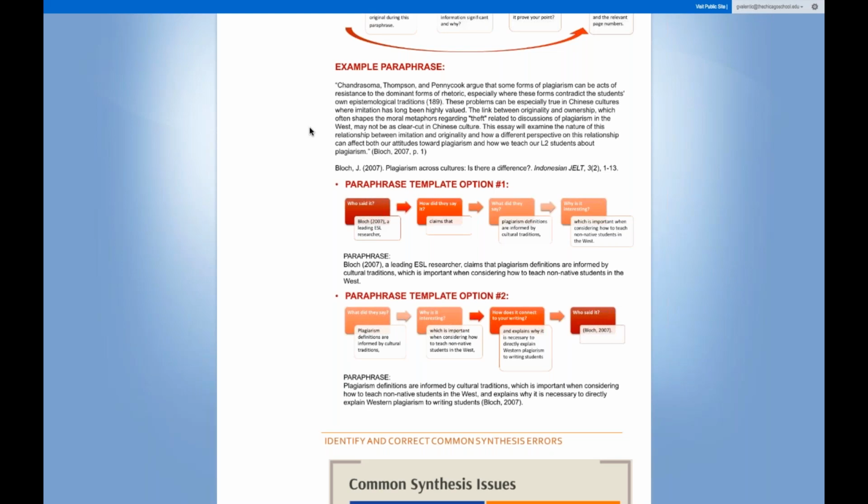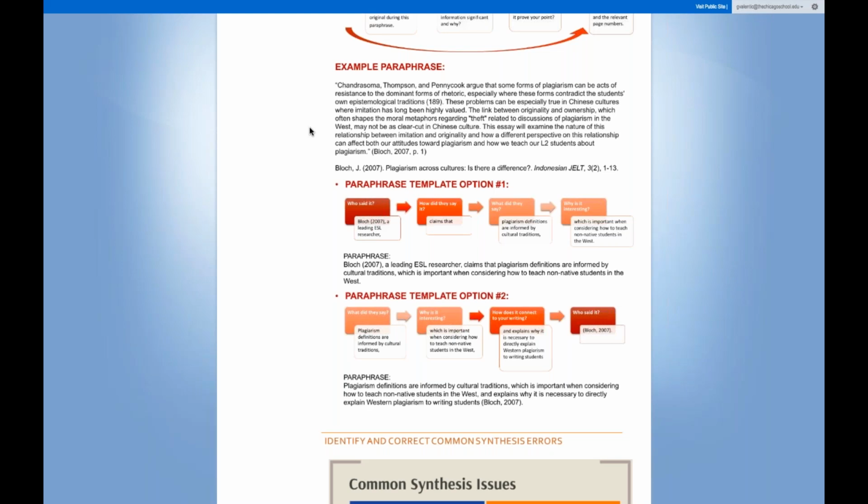Here, in paraphrase option 2, plagiarism definitions are informed by cultural traditions, which is important when considering how to teach non-native students in the West, and explains why it is necessary to directly explain Western plagiarism to writing students, ending with my parenthetical citation. So here I've given even more of my own ideas, using the author's idea as a start, as a point of validity to explain why my opinion matters, and focusing on how the source proves my overall argument, that it's necessary to directly explain plagiarism.